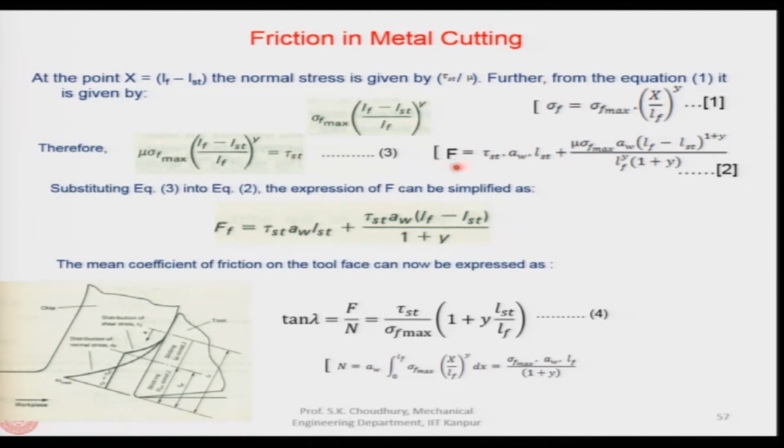Now, the F that we had earlier, this equation we have derived by integrating these two sides. And if we put this value here, then substituting this equation 3 in this equation 2, if you can see this, here it is remaining the same. And then instead of this portion, we are putting the value of tau ST. So, this value will be put in here, and remaining will be A w, LF minus LST to the power y gone.